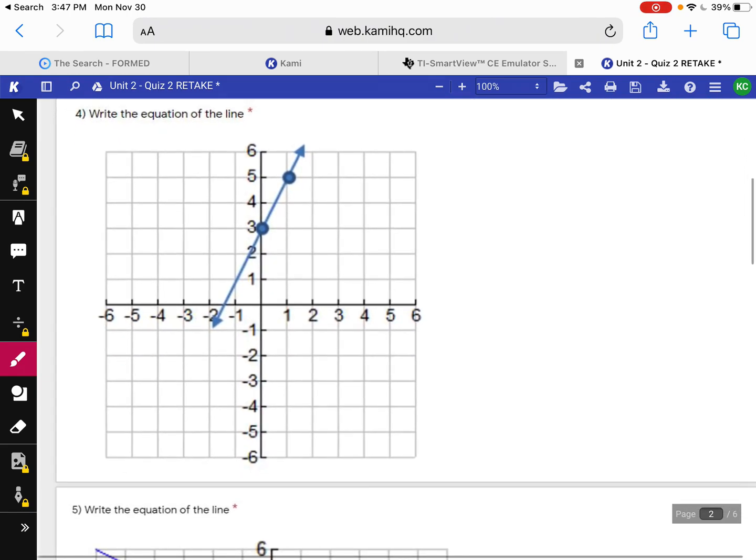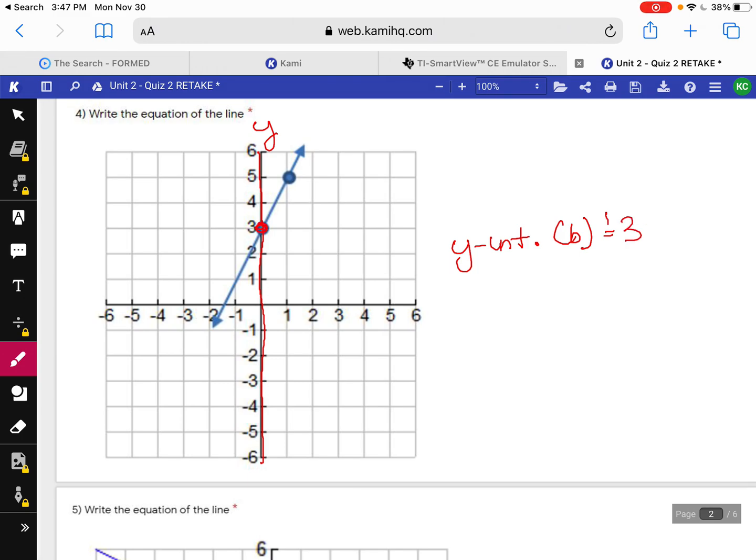Number 4, write the equation of this line. In order to write the equation, you need to know the y-intercept, which is b. What is the y-intercept? On the y-axis, we can see that this line crosses the y at 3, and that is a plus 3 because it's positive.